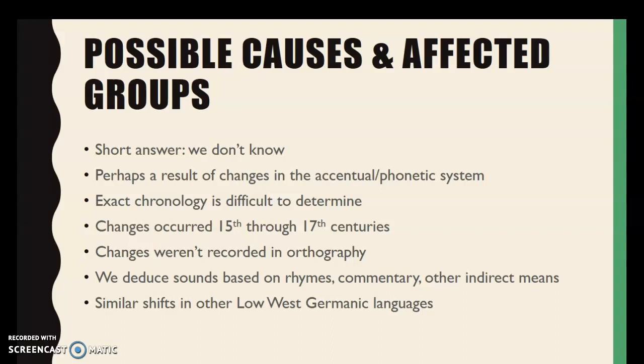We're pretty sure it occurred in waves from the 15th to 17th centuries, but something that complicates researching the Great Vowel Shift is that changes in pronunciation weren't recorded in the spelling system or orthography of Middle English. So words would continue to be spelt the same, but the way people pronounced them changed. We can deduce how the pronunciation changed based on rhymes, commentary, and other indirect means. Similar shifts occurred in other Low West Germanic languages.